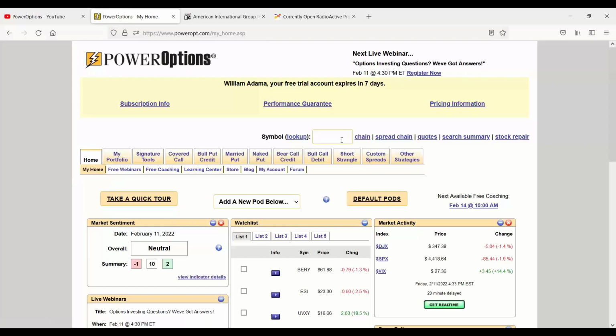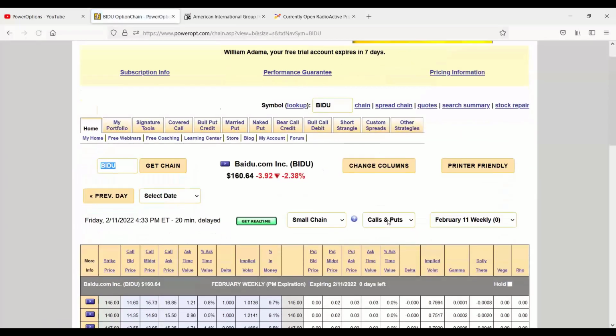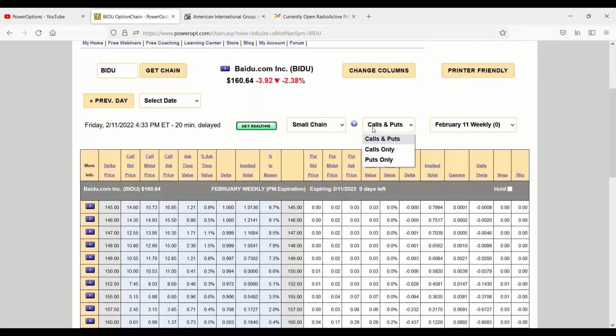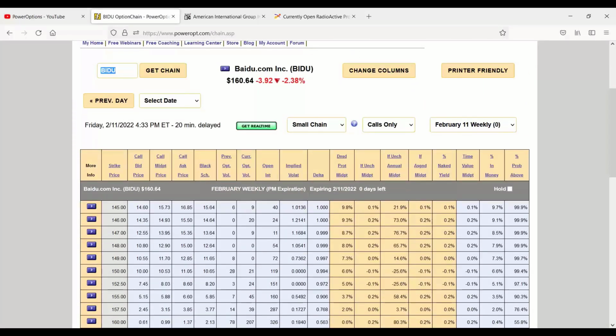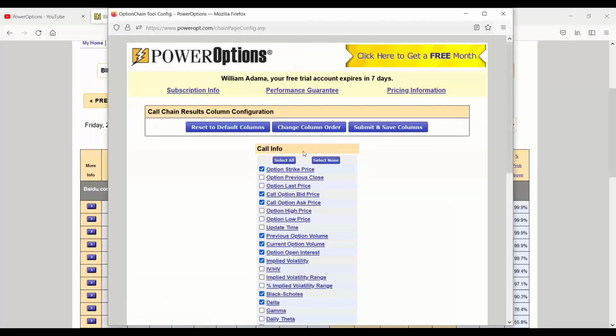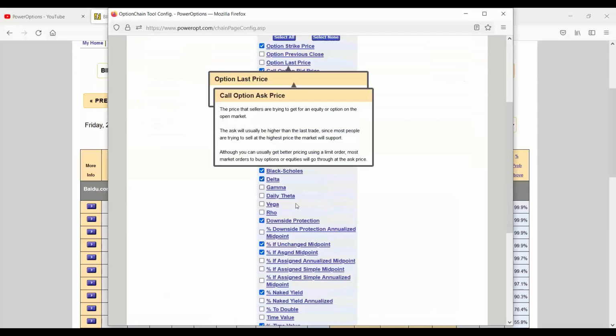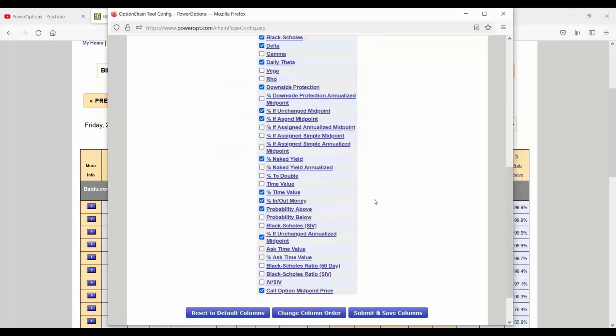Let's just go to a chain. We'll stick with Baidu since we used that for that other example we talked about. And let's just go to the option chain, and we're going to take a call chain. And I'm going to add in that extra column, Fernando. Okay, so let's go ahead and change our column. I'm going to see the theta as well.